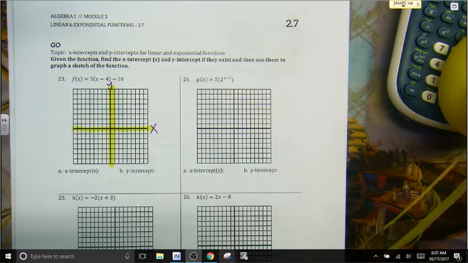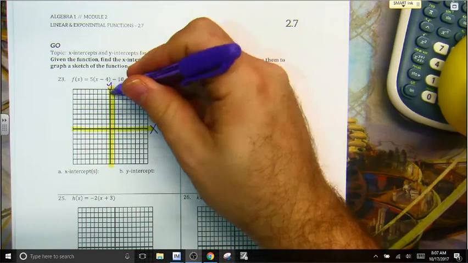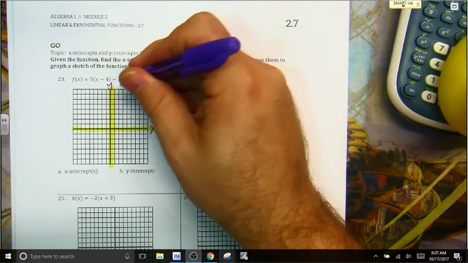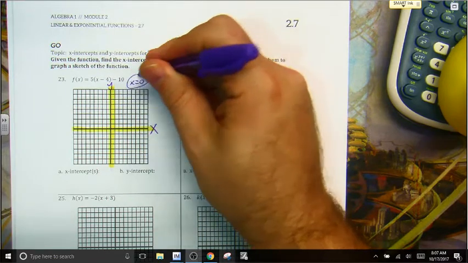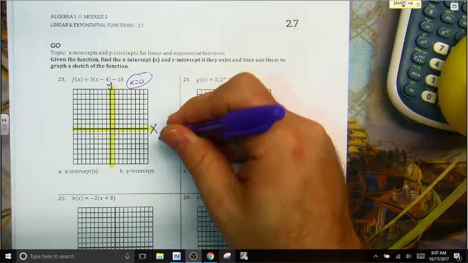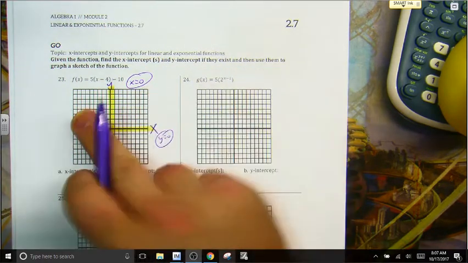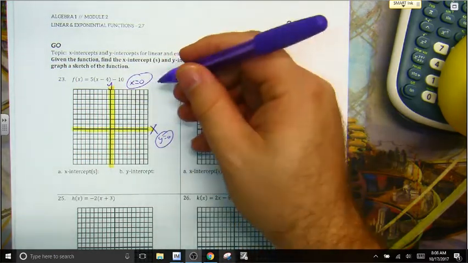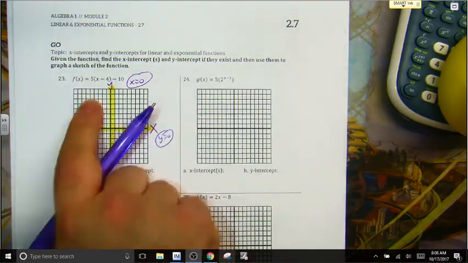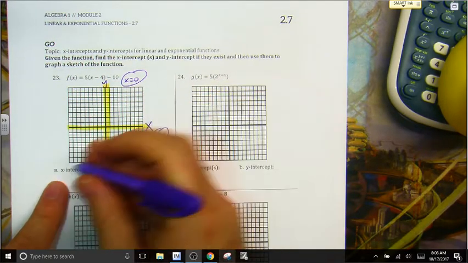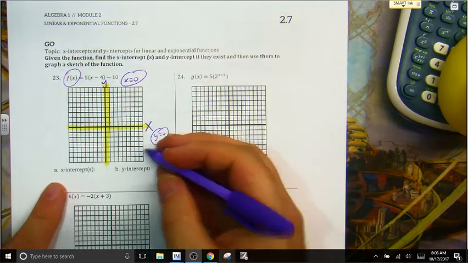Now, it's interesting to note, and important to note, that the y-intercept is where x equals 0, and our x-intercept is where y equals 0. So to figure out what our intercepts are, we can just plug these numbers in for x and y accordingly. So for example, to find my x-intercept, to find where it crosses here, I plug 0 in for y, which in this case is f of x.